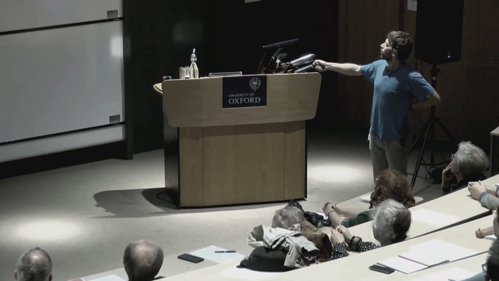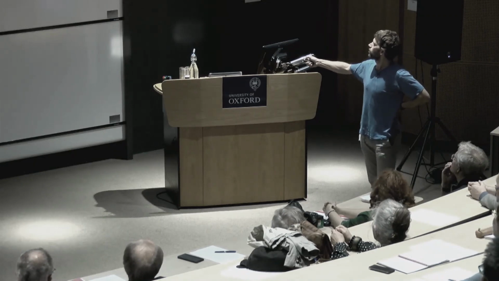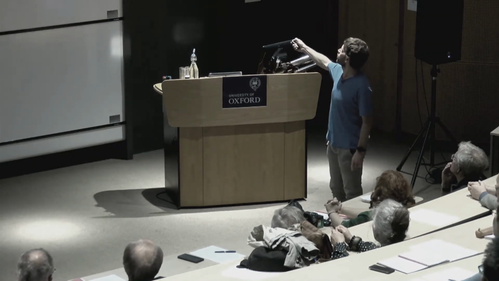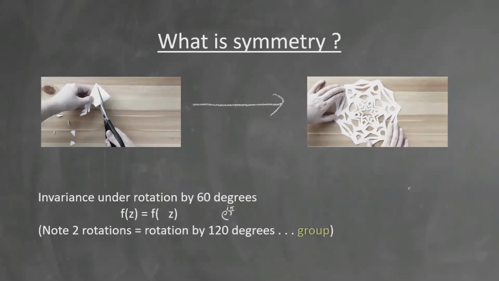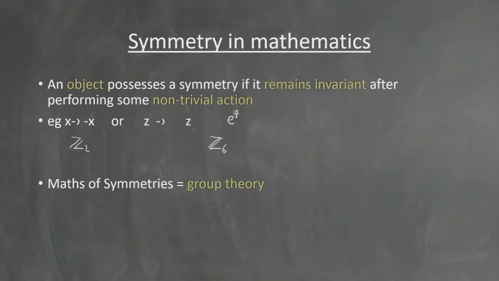Anyway, we can think of it in the complex plane. This is just rotation by 60 degrees, and we can think of this as a function, and the function is invariant if I rotate by 60 degrees. And then obviously if I do 2 rotations, I rotate by 120 degrees, which is also a symmetry, and then you get the idea of a symmetry group. Okay, so these are all examples of symmetry.